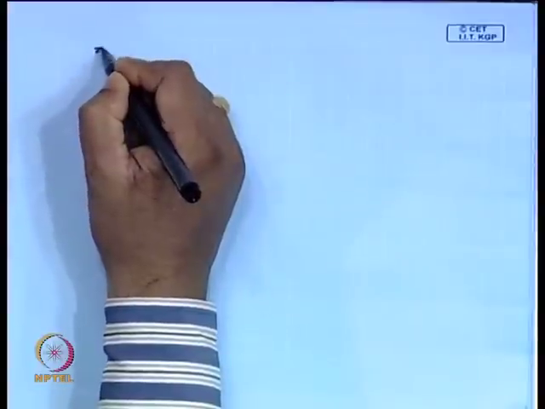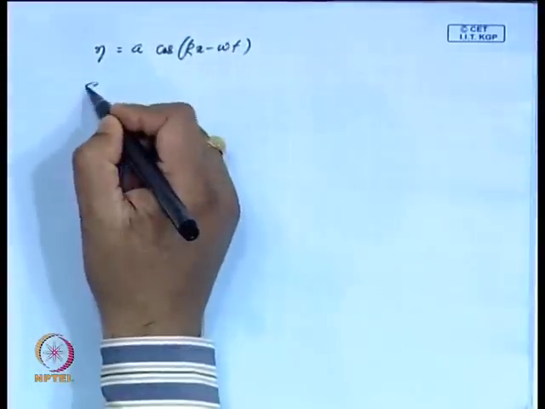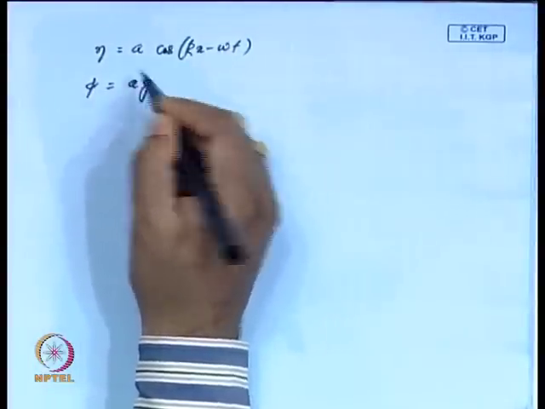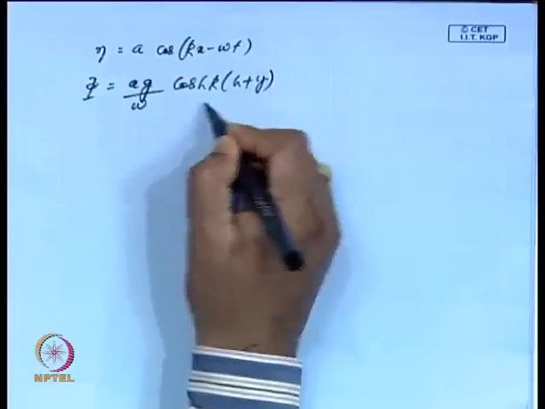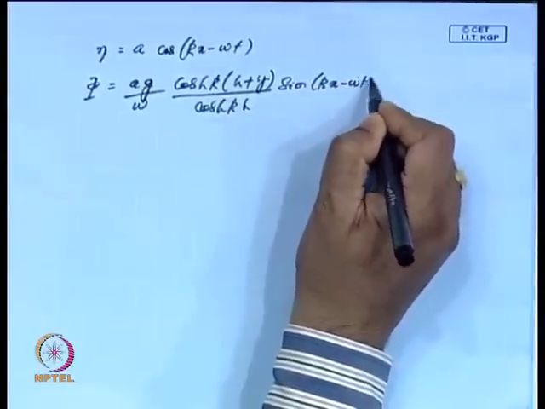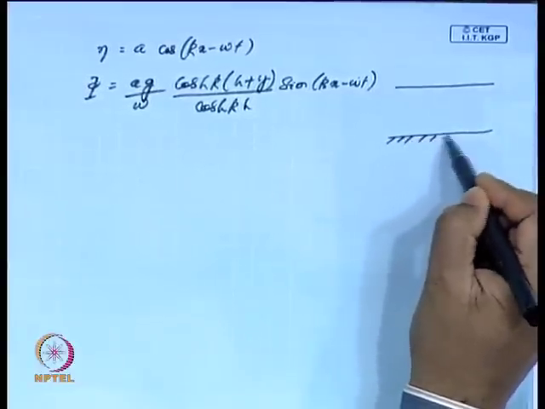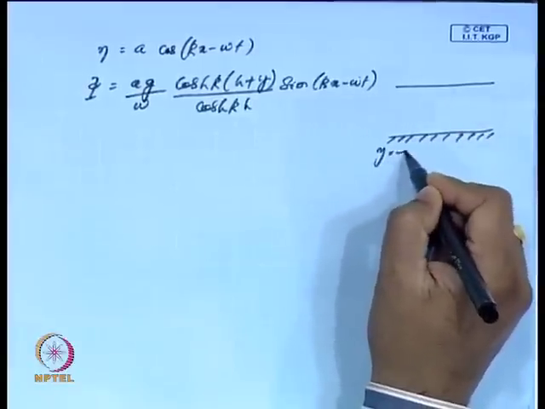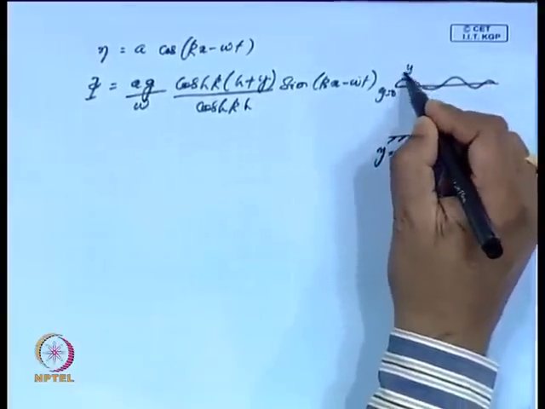To understand this, let us have a look again at the wave motion problem. We have seen that when eta is equal to a cos(kx minus omega t), in the last class I found the corresponding phi to be a g by omega, cosh k(h plus y) by cosh kh, into sin(kx minus omega t). Here, this is my mean free surface, and this is my bottom bed, y is equal to minus h, and this is y is equal to 0. My free surface is y is equal to eta(x, t).